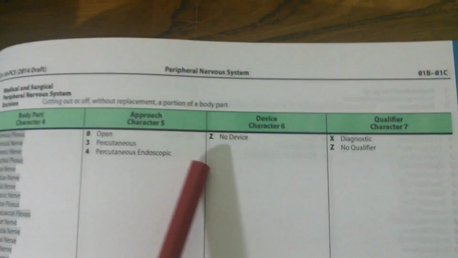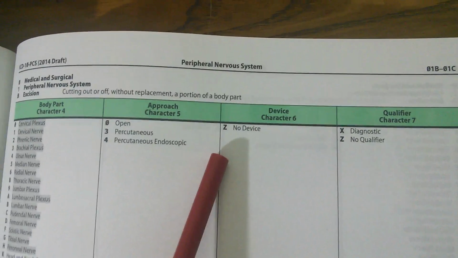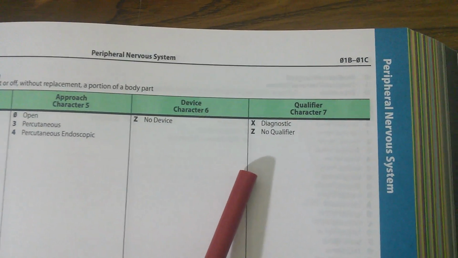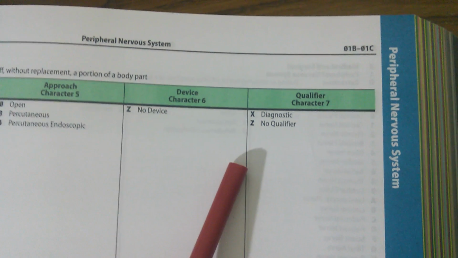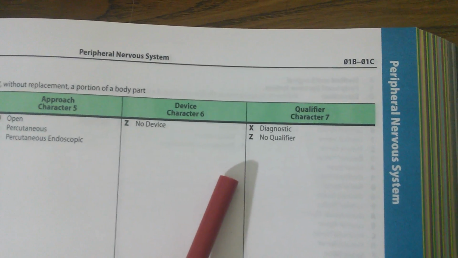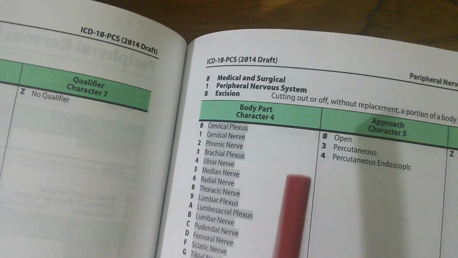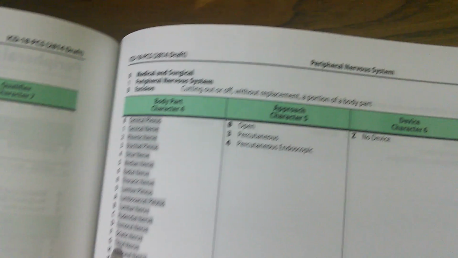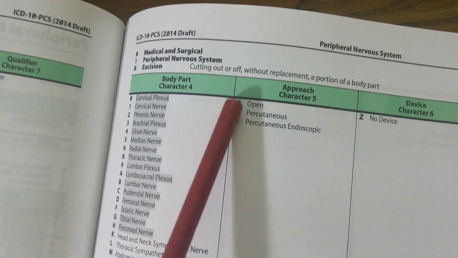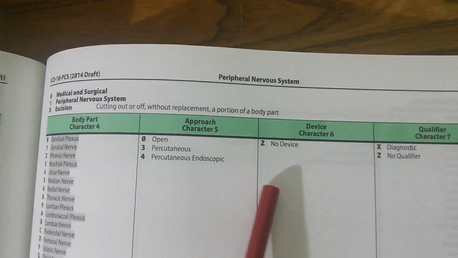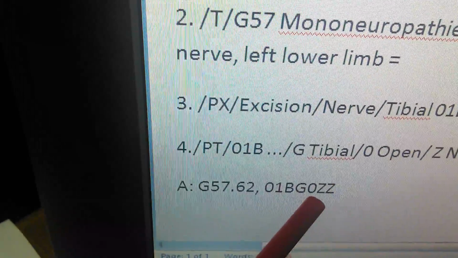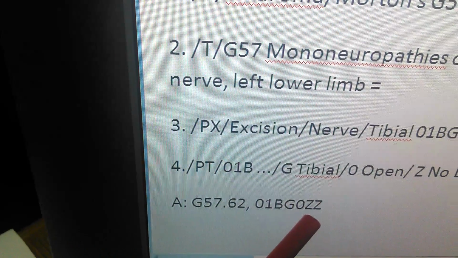In the next column, it asks whether any device is listed. No, so there's no device, and we have Z. For the qualifier, the question is, did they give you any more information about the procedure? The answer is no, so there's no qualifier. So the code would be 01B, G, 0 because it's open, Z because there's no device, and Z because there's no qualifier. 01BG0ZZ, and that is our answer.